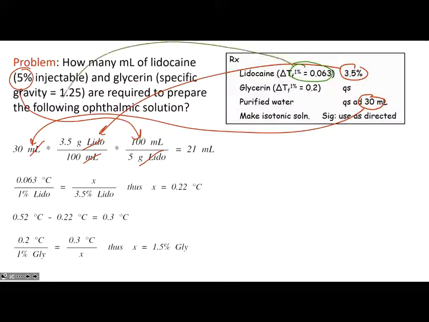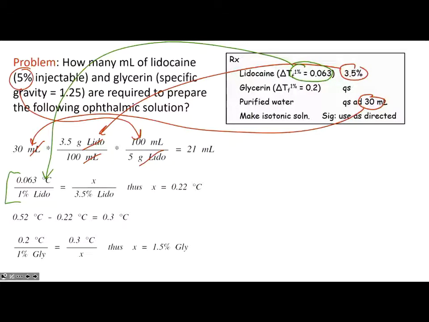So I'm going to pull that information down to here and re-express it, because the delta TF 1% means a 1% concentration of that solution lowers the freezing point by those numbered degrees Celsius. So let's set that equal to 0.063 degrees Celsius over 1% lidocaine. Are you all okay with this? This isn't critical. To use the freezing point depression method, you have to use those delta TF values and set up the right proportion. Because I know for a 1% lidocaine, I will reduce the freezing point by 0.063 degrees.